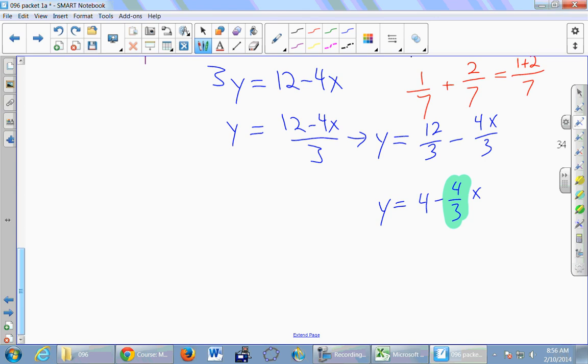And now once it's written in this form, it's really easy to get our information. Remember, m is always the number touching the x. What number is that? It's negative 4/3. The 4/3 is there, and that negative sign is part of it too. And the value of b is the number sitting by itself. Positive 4 in this case. So these are the things that we'll put in the blanks up above.